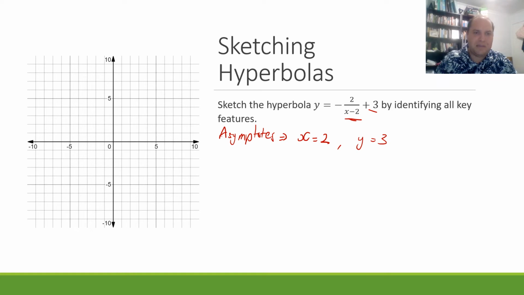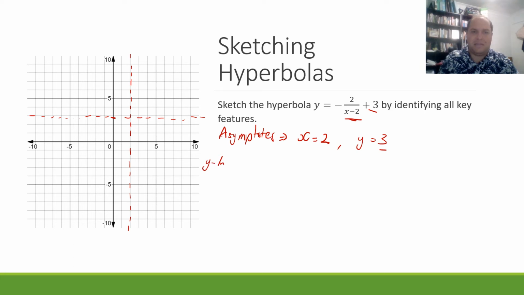First of all, x equals 2 is right there. So there's my first asymptote. And my next asymptote is y equals 3, which is right here. There are those asymptotes. Next thing we have to do is our intercepts.